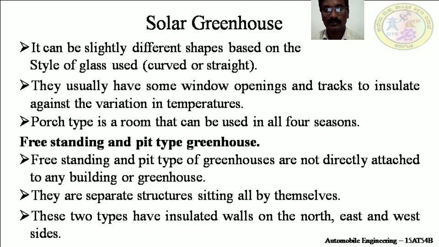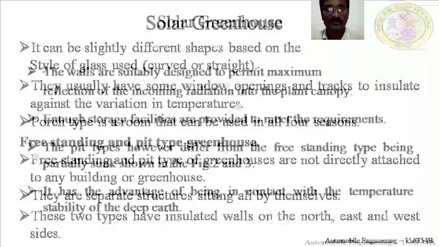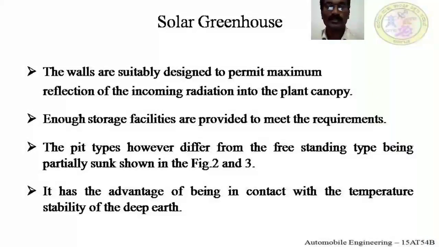These two types have insulated walls on the north, east and west sides. The walls are suitably designed to permit maximum reflection of the incoming radiation into the plant canopy. That means whatever radiation comes from the sun should reach the plant canopy to the maximum. Enough storage facilities are provided to meet the requirements. The pit type, however, differs from the freestanding type in being partially sunk, as shown in figures 2 and 3. You can compare these two figures.